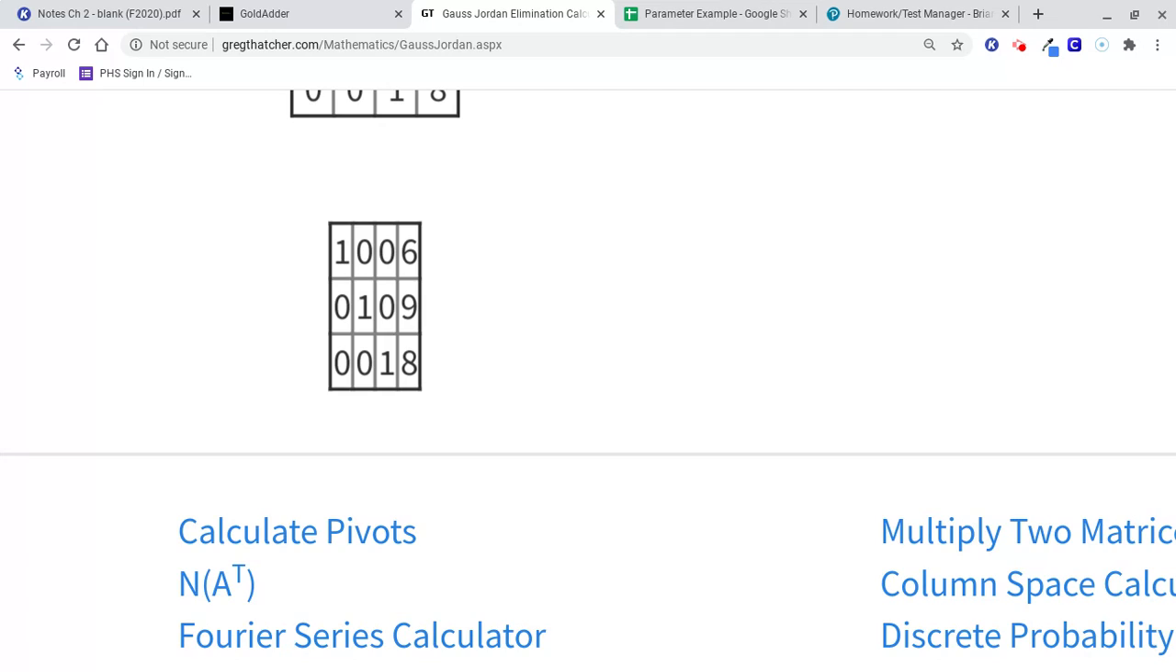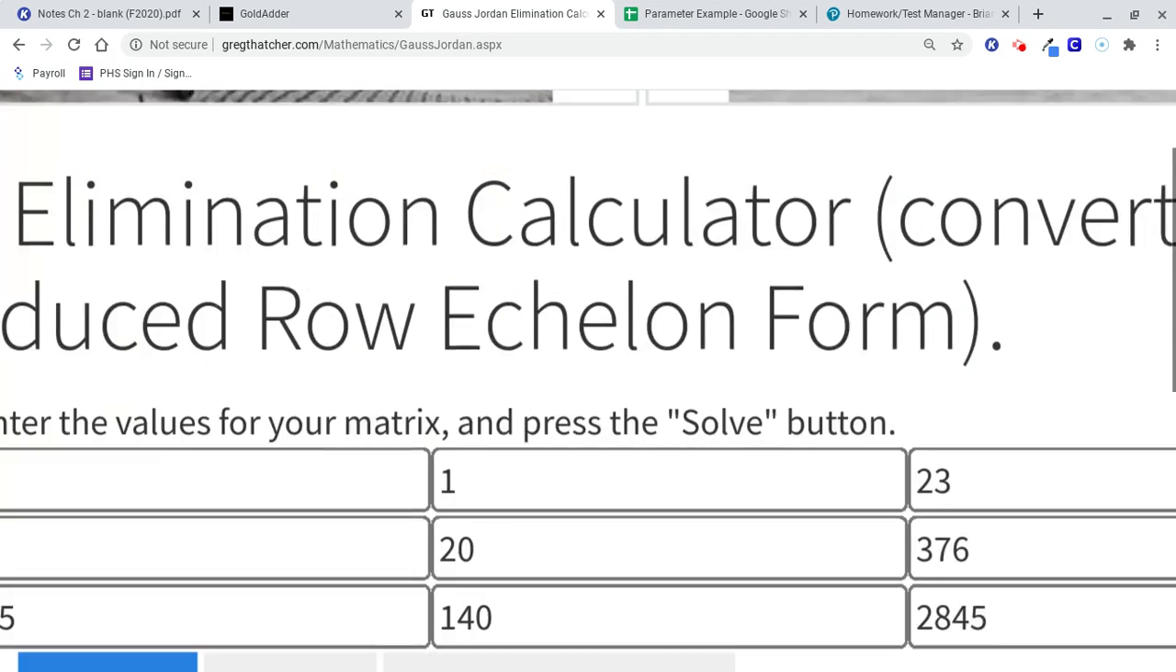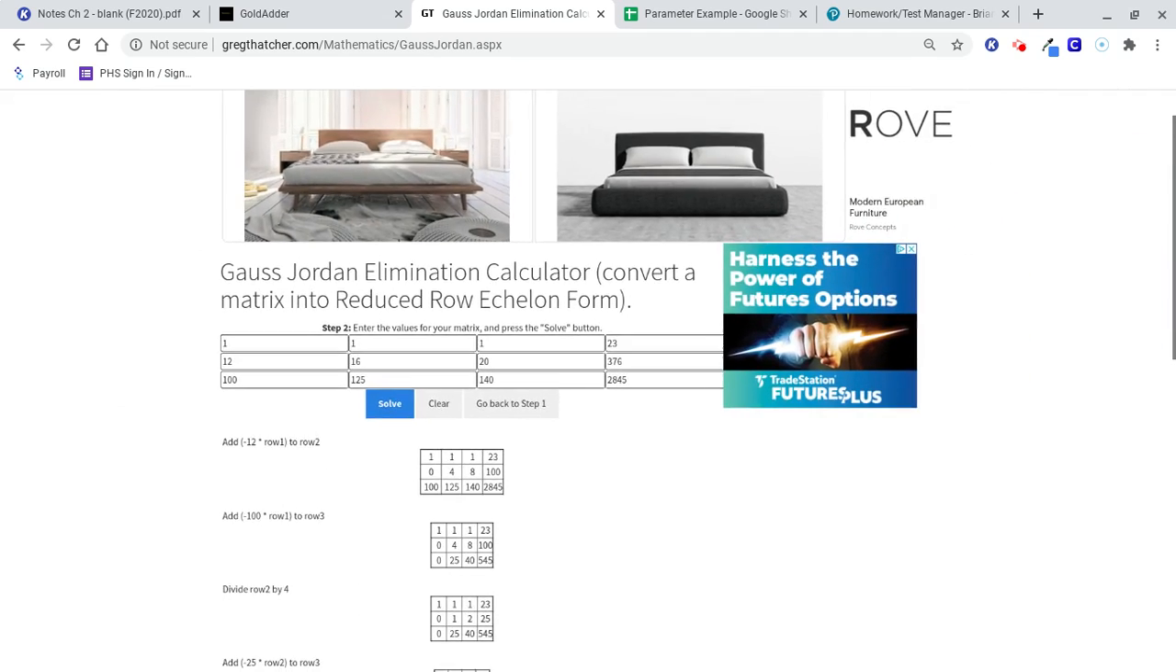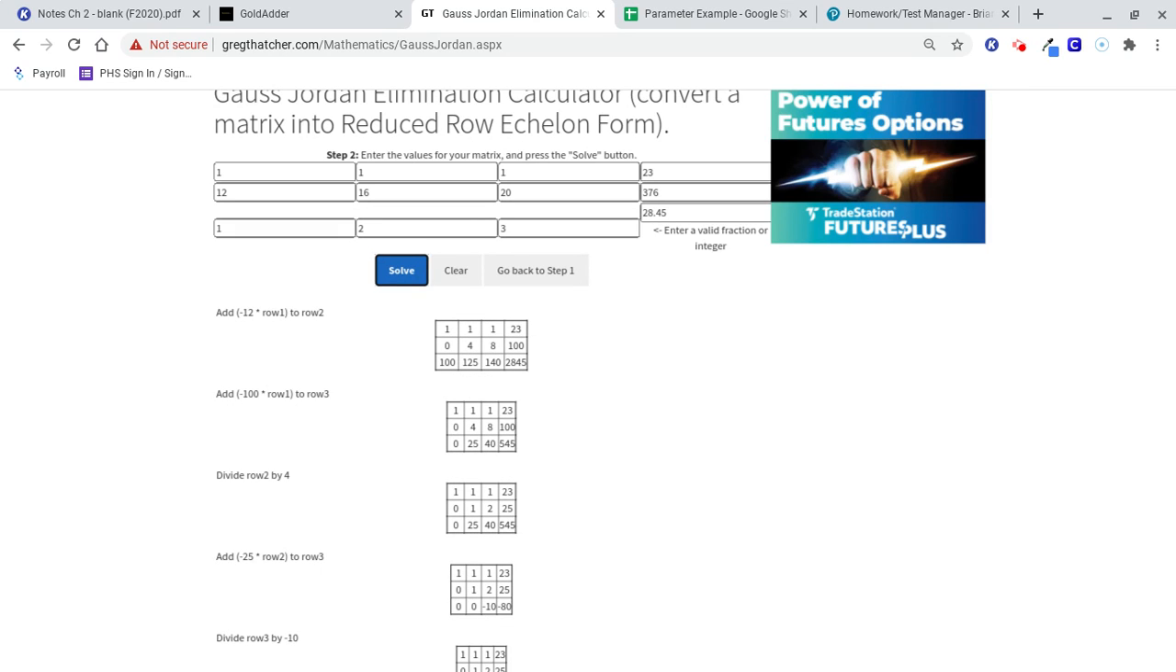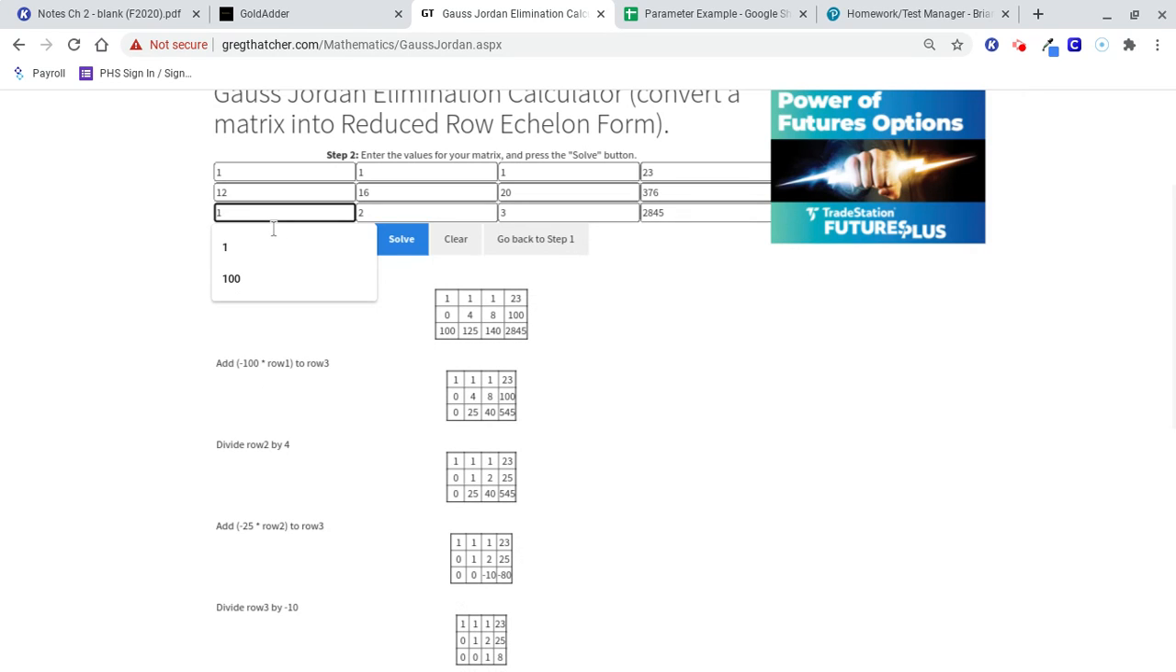So I'm going to go back to that site and let's change this to 1, 2, 3, and oh yeah, I can't do 28.45 because it doesn't want decimals. I forgot about that. Okay. So let's multiply by 100 again, and let's just call this 100, 200, 300, and 2,845. So that'll do it.